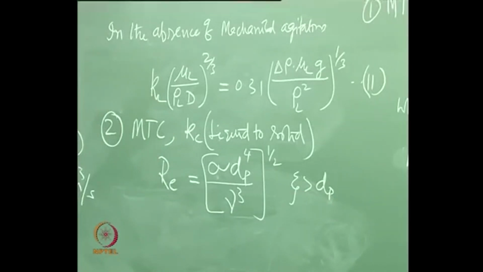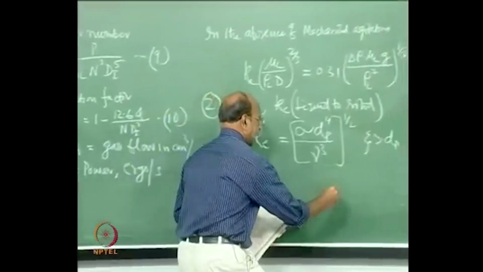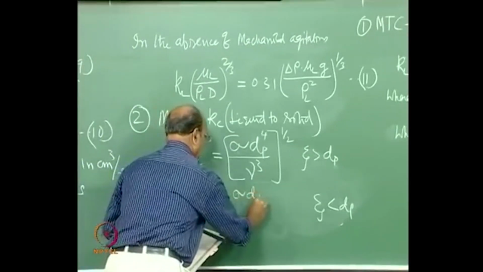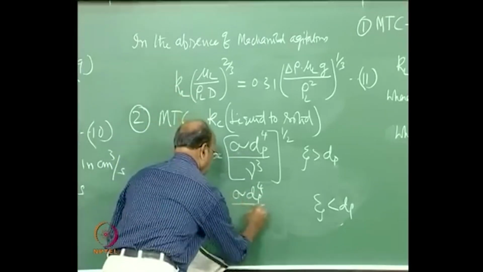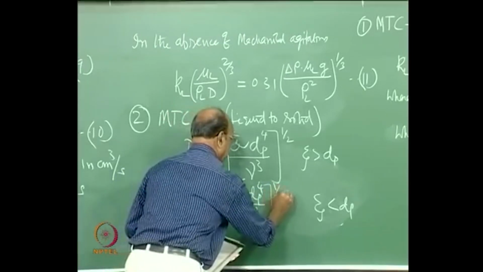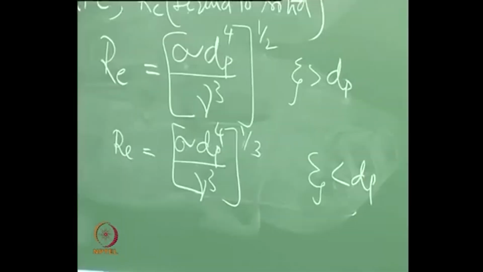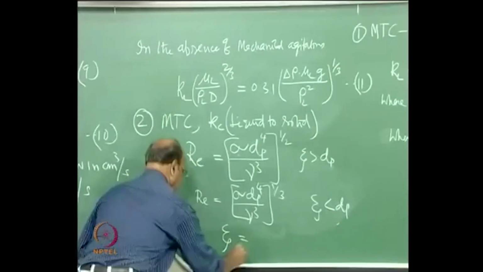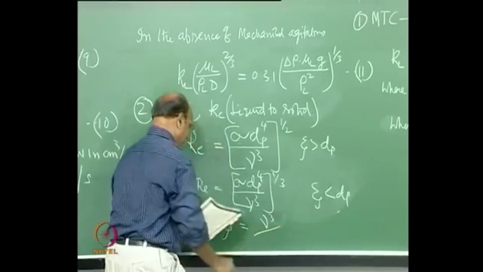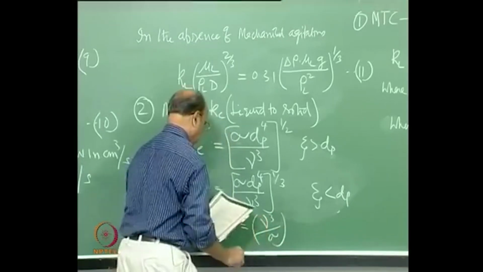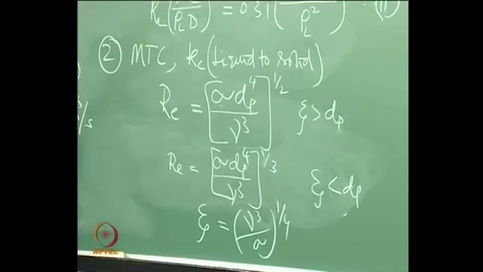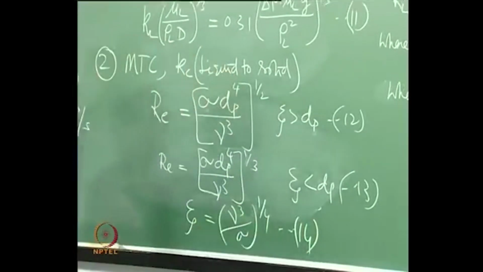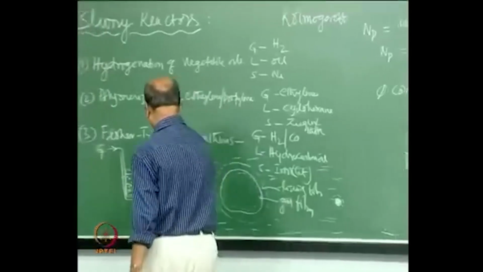Otherwise, if you have xi less than dP, the Reynolds number is equal to (sigma dP to the power of 4 by nu cubed) whole to the power of 1 by 3 instead of 1 by 2. The eddy size can also be found, that is xi equal to (nu cubed by sigma) whole to the power of 1 by 4. These will be equations 12, 13, 14. Good.